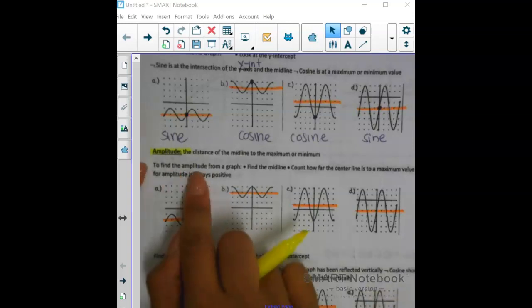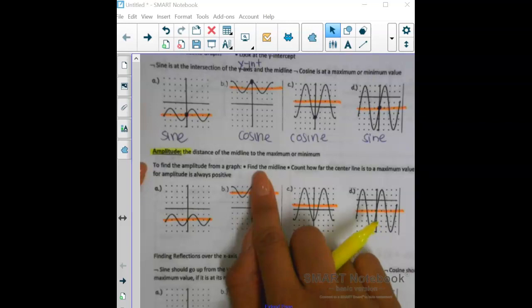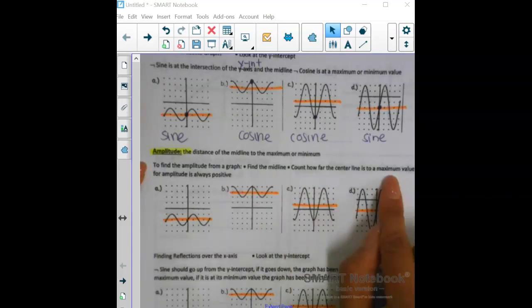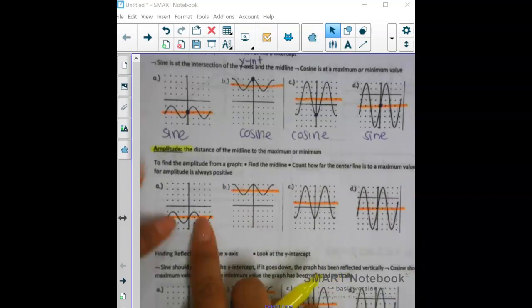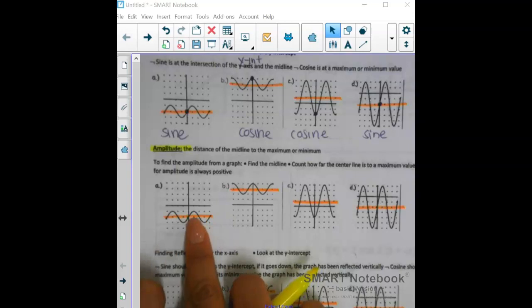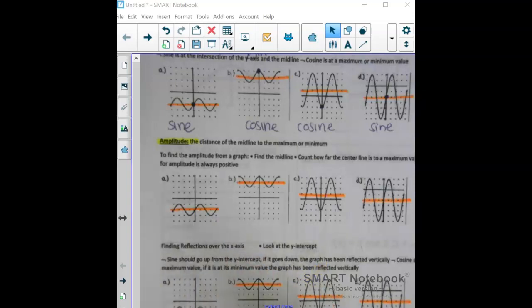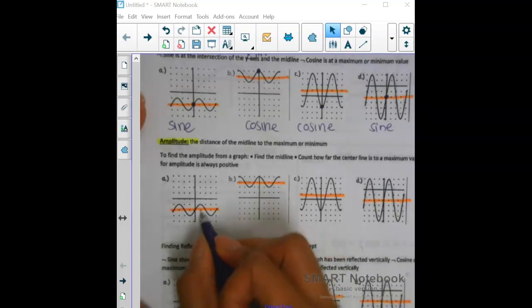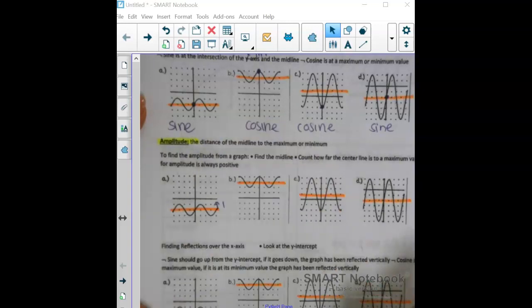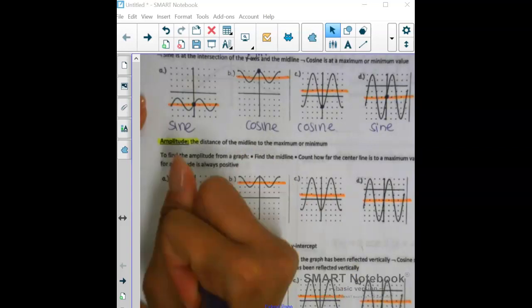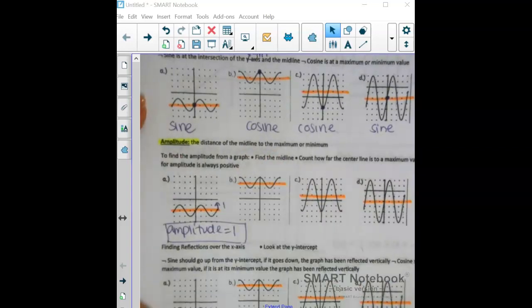So in order to find your amplitude, you're going to find the midline, which we've already done, and you're going to count how far the center line is to your maximum. So for letter A, Chelsea, my midline is here. If I'm looking at this point where my finger's pointed, how far will it go to get to your maximum? 1 unit where? Up. Technically, it'll go 1 unit down as well, but that'll work. It's just 1 unit up. So my amplitude is equal to 1. That's it.